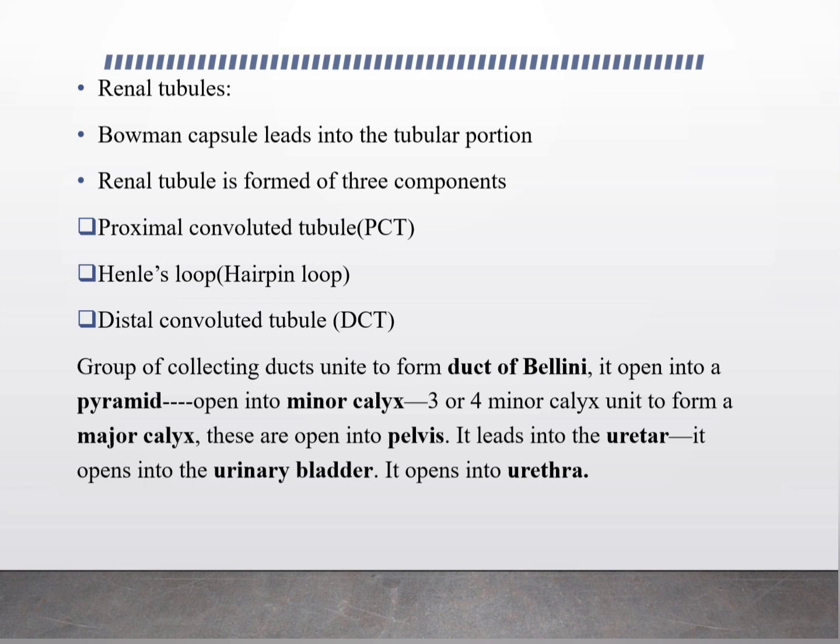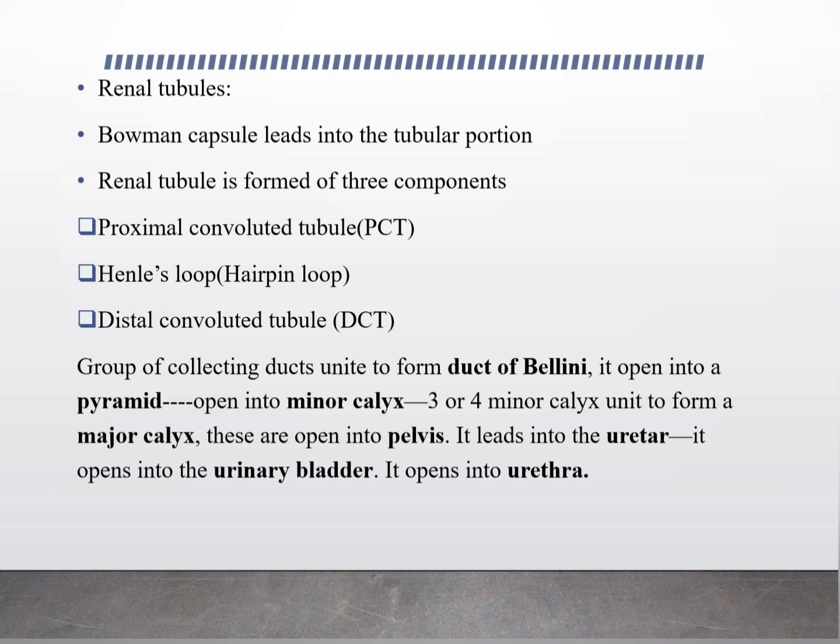Then renal tubules. Actually, renal tubules are formed of three components. Bowman capsule leads into these tubular portions. The first component of the renal tubule is the proximal convoluted tubule. The second one is Henle's loop. The third one is the distal convoluted tubule. The proximal portion of the tubule arising from the Bowman capsule is thrown into many coils called the proximal convoluted tubule.